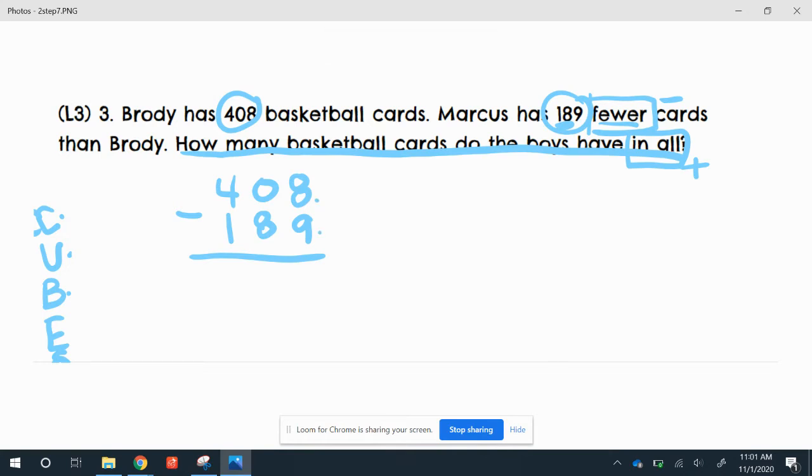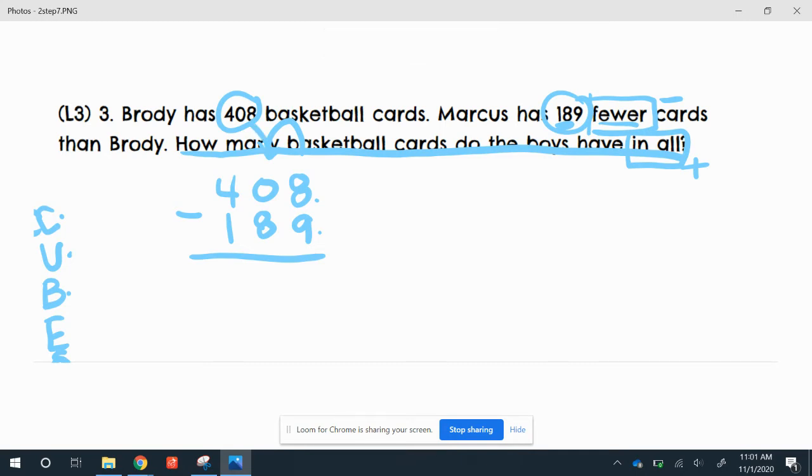What's 8 minus 9? I can't do that. I know that 8 is smaller than 9. I know that if I had 8 cupcakes, I couldn't give away 9. So let's go borrow from our neighbor. So Mr. 8 goes over to Mr. 0 and says, Mr. 0, can I borrow 10? He's going to say, oh man, I'm so sorry, but I don't have any to give away. But wait, let me go ask my neighbor and see if they will let me borrow from them.